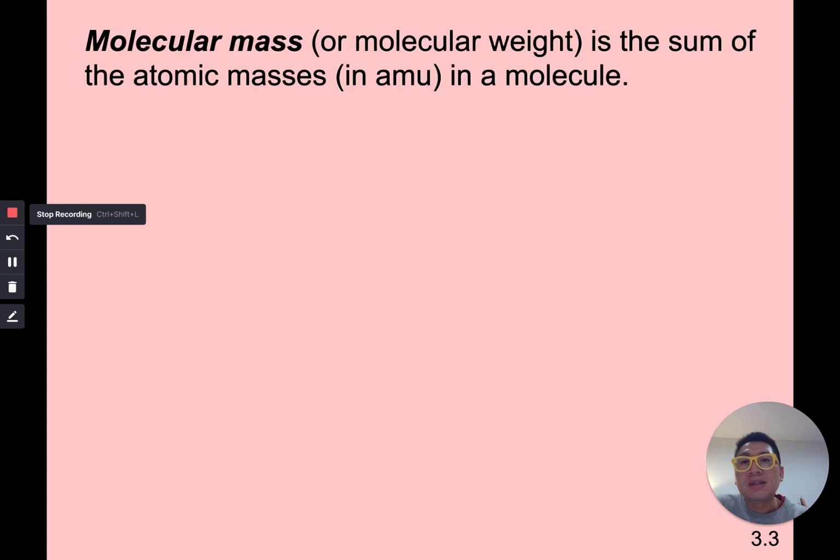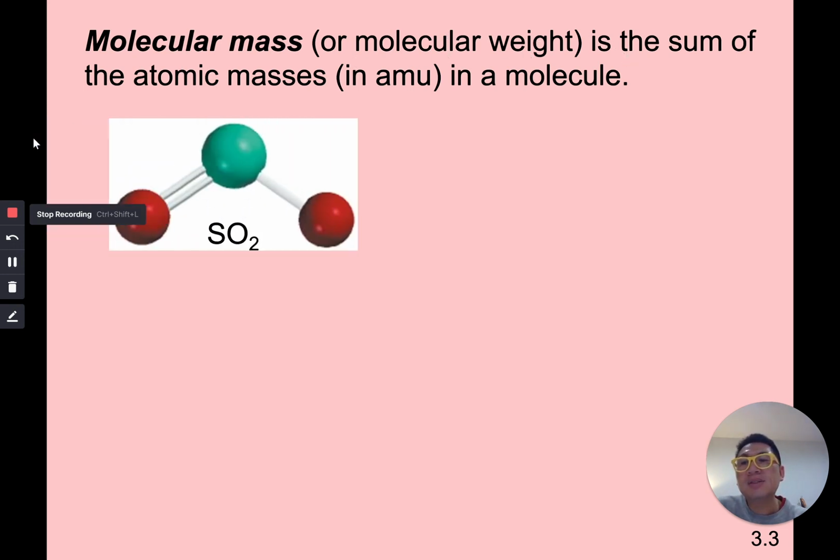Okay, just a little bit more. I think 2 more slides for now. Molecular mass or molecular weight, they're the same thing. Okay, molecular mass or molecular weight.